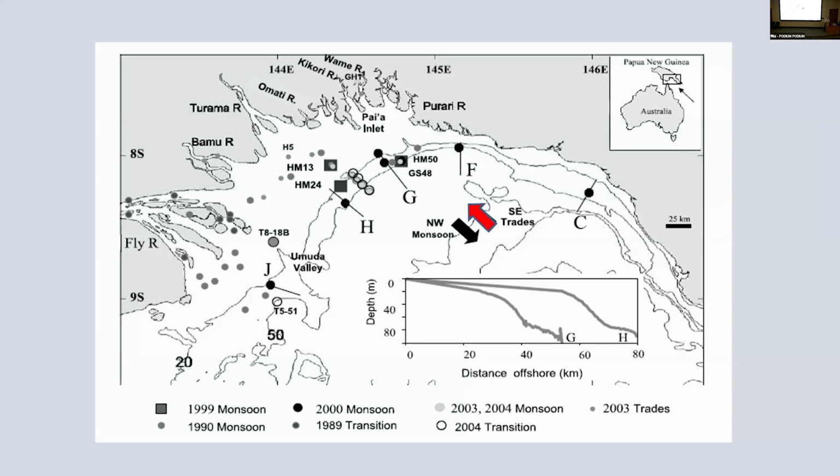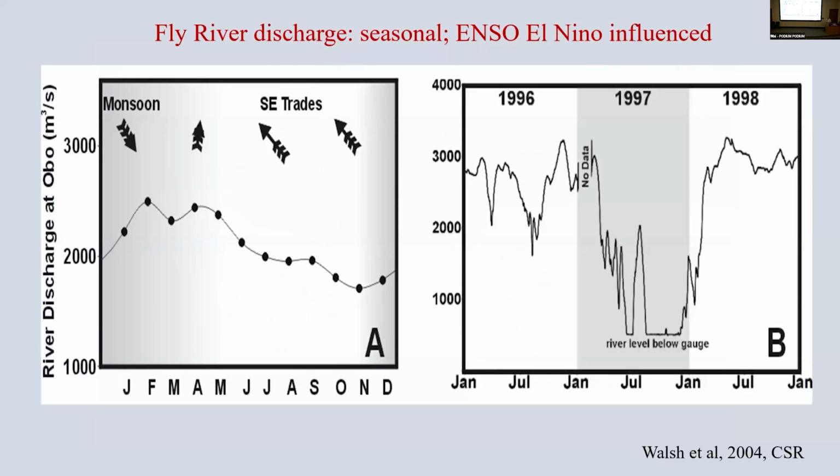And one of the things that characterizes it seasonally is there's a northwest monsoon, winds coming here from shore to sea, and winds coming here during the southeast trades from sea to shore. And during the southeast trades, it's very, very energetic, as I'll show you in a minute. Now, here's a representative hydrograph of the Fly, relative to the monsoonal wind forcing of the system. And you can see a low discharge of the Fly during the high southeast trade winds.